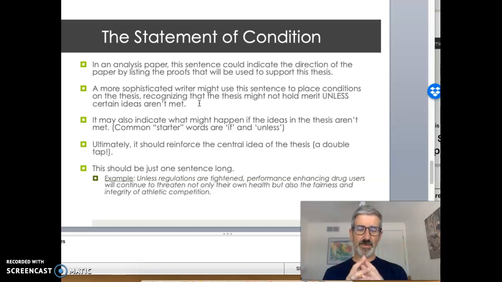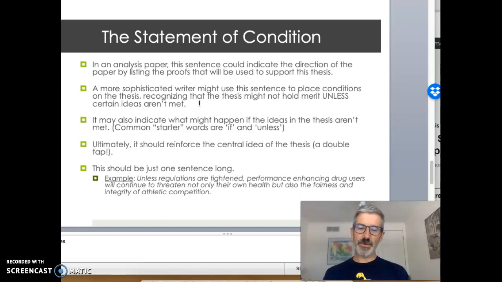And this is actually kind of complex. I won't spend all this time talking about this here, but the statement of condition, really its main purpose is to reinforce the thesis statement. So you want to make sure that your audience actually paid attention and they saw that you presented a position. And so in a sense, you're kind of going, hey, look at this. I actually said something important here. So our statement of condition reinforces that thesis.